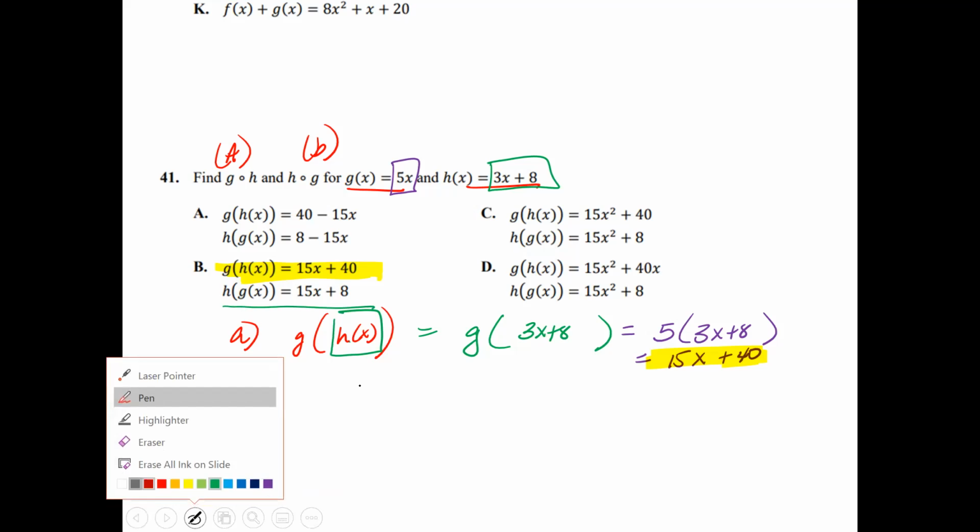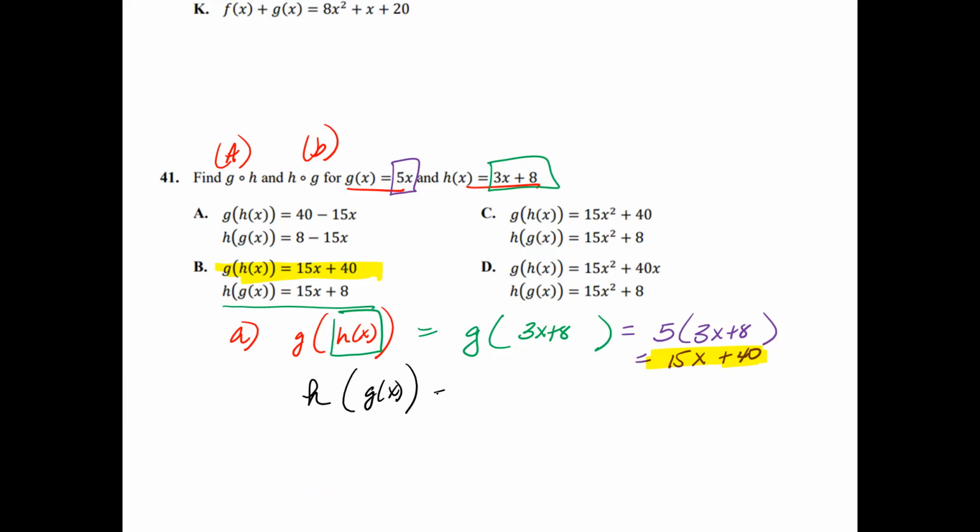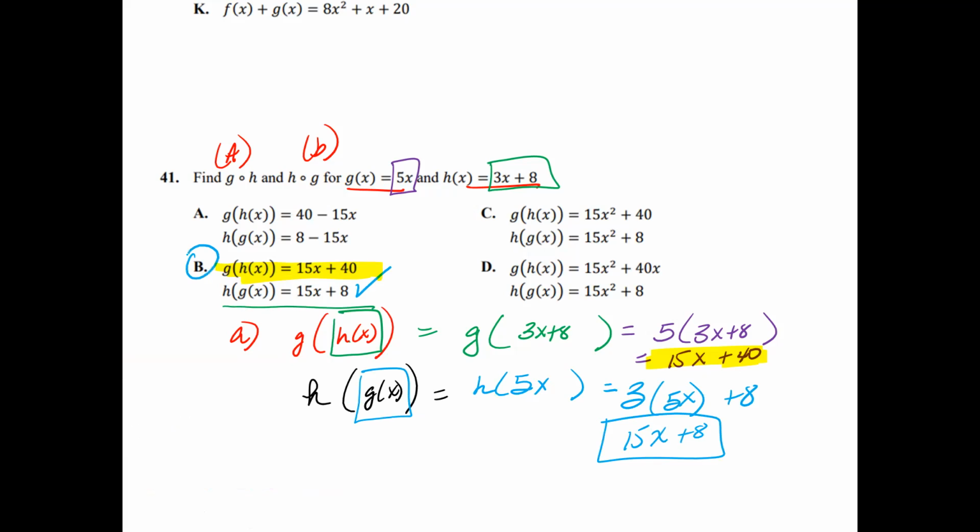This one is h of g of x. You're going to work from the inside out. The inside is g of x, and g of x is going to be 5x. h of x is going to be 3x plus 8. So wherever there is an x, we're going to replace that with 5x, plus 8. If you multiply it, it does equal 15x plus 8. And that is your answer. So it's B as in boy.